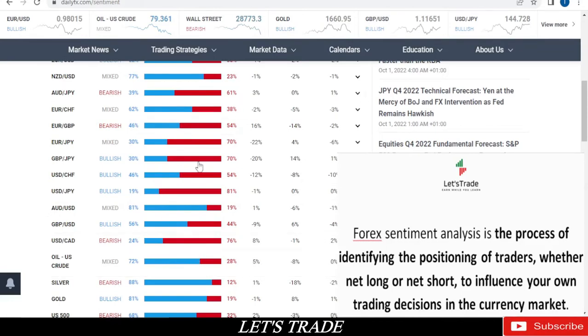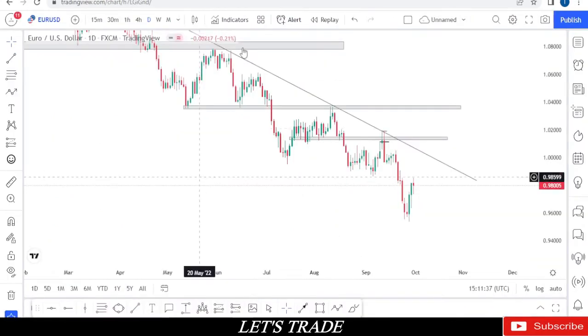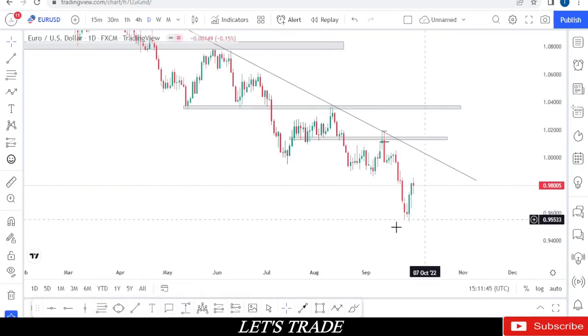So what is this telling you? Which is 90% of traders are buying against the USD. All right, so that being said, since I'm not part of those 90%, I want to start looking for bearish opportunities. So with this information, I don't just go ahead and start clicking trades. No, I want to wait for confirmations on my chart.